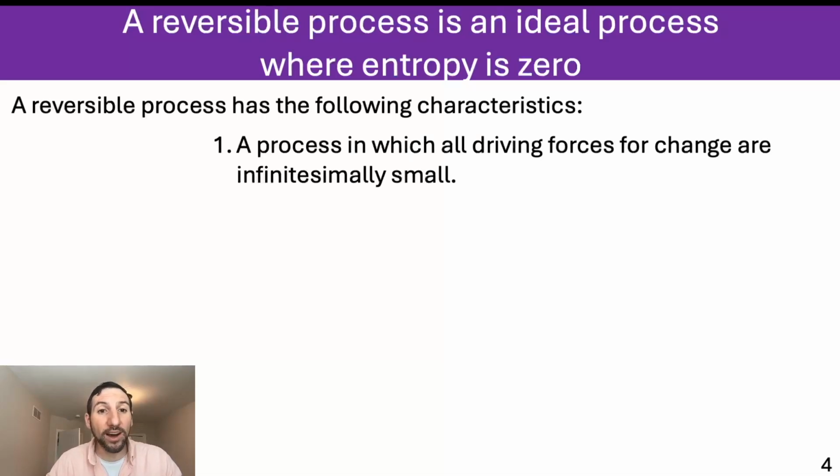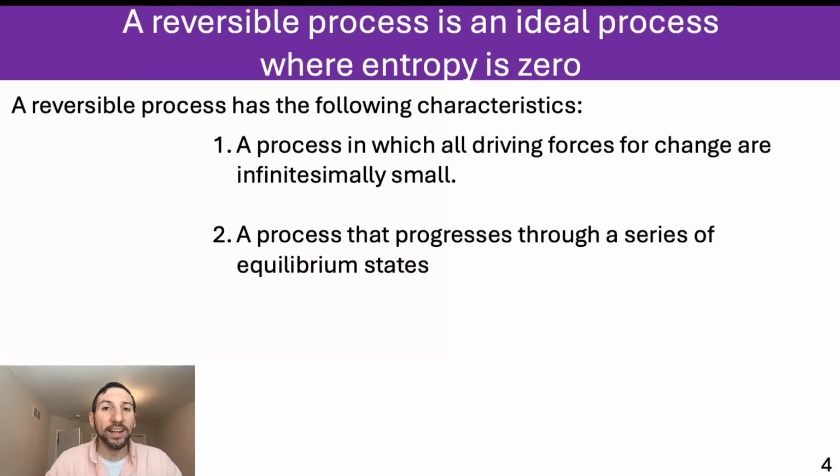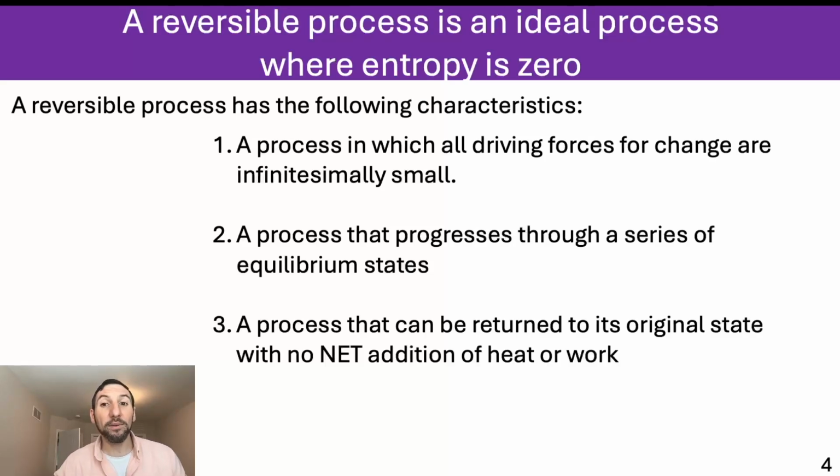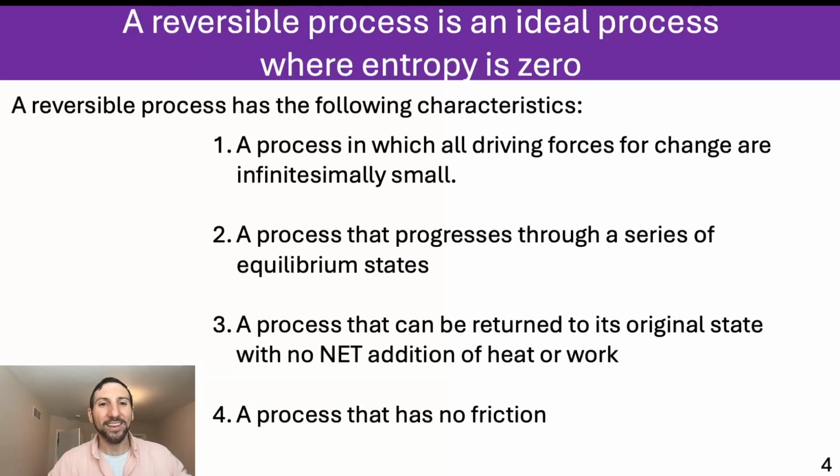So first one, it's a process in which all driving forces for change are infinitesimally small. So we're doing very gradual changes throughout my system. The second part of a reversible process is that it's a process that progresses through a series of equilibrium states, right? So we're going to make very gradual changes throughout the entire system. The third part is that it's a process that can be returned to its original state with no net addition of heat or work. And the fourth part is that there is no friction in the process. Okay, so that is a reversible process.